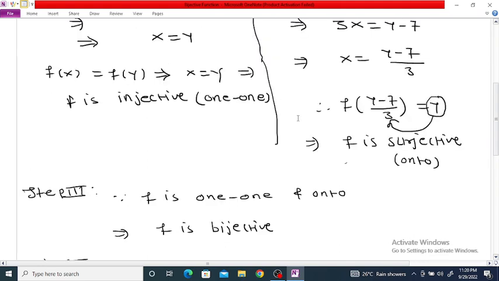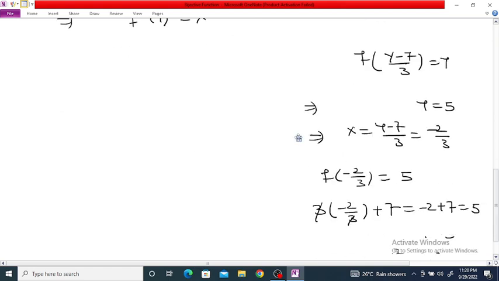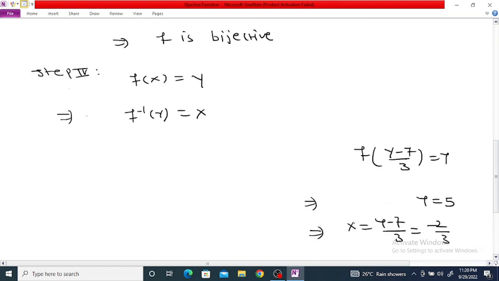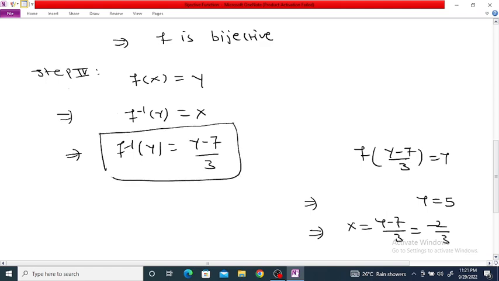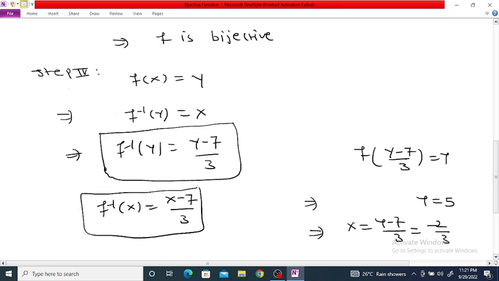But what is x? Here we obtained the value of x. It is (y minus 7) by 3. So this implies f inverse of y is equal to (y minus 7) by 3, and this is the formula for the f inverse function. f inverse of y is equal to (y minus 7) by 3, or f inverse of x is equal to (x minus 7) by 3. So this is the formula for the inverse function.